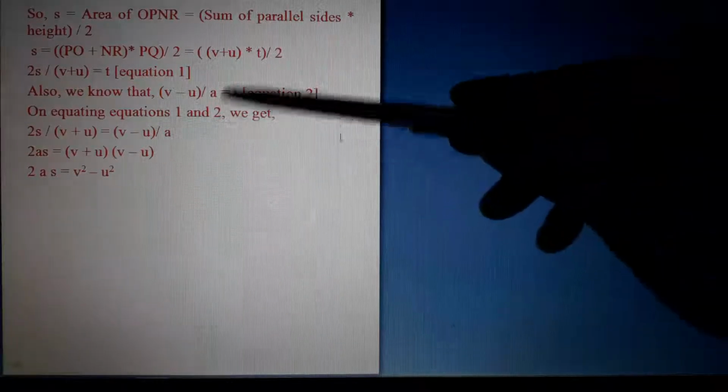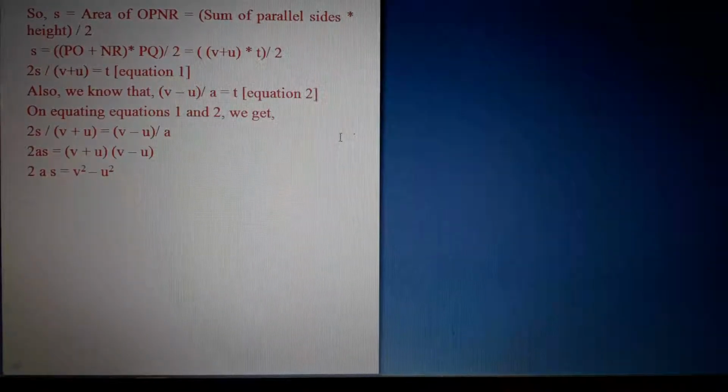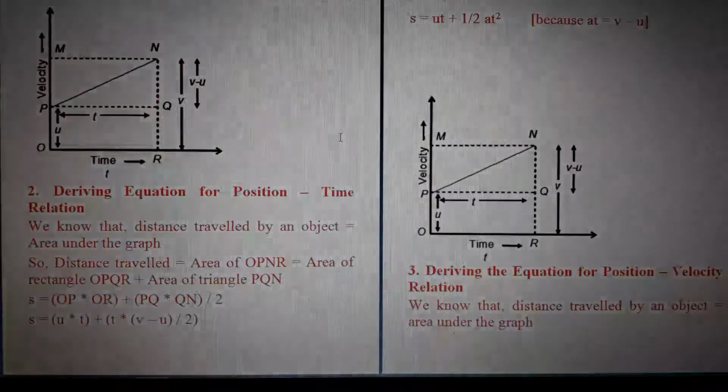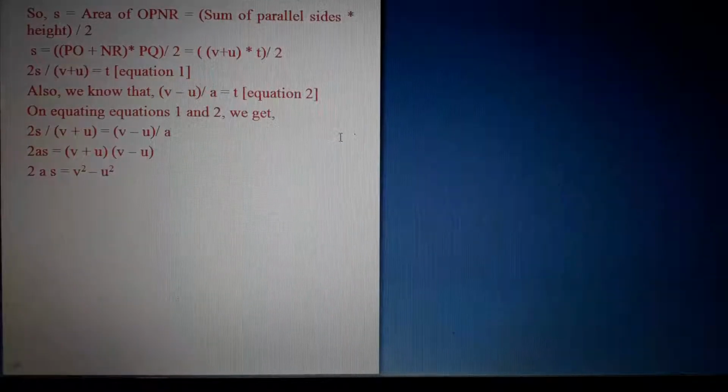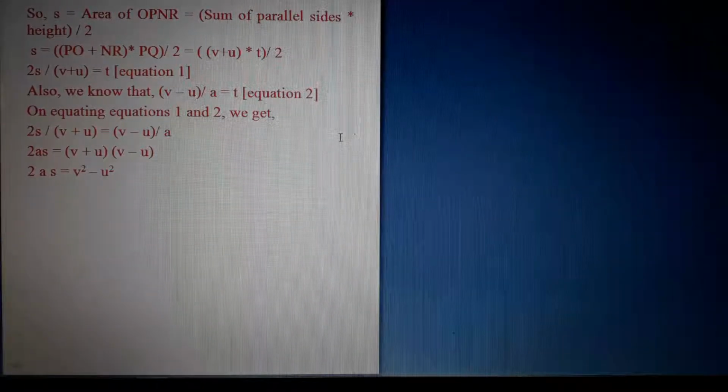V minus U by A is equal to T. Just put it in the equations, and on equating equations 1 and 2 we will get the same derivation method. We can make it. I think this third part will be a bit difficult for you. If you want, I will explain it one more time with the use of the board, because this equation, I think, you didn't study before. So just see one more time.